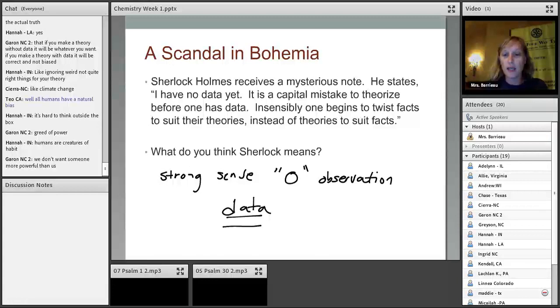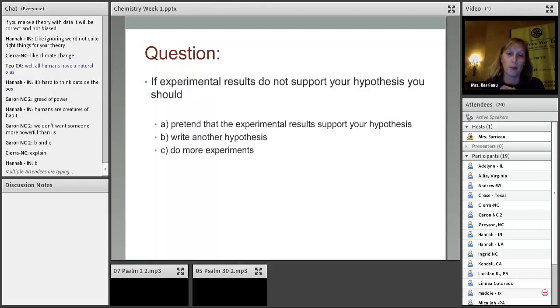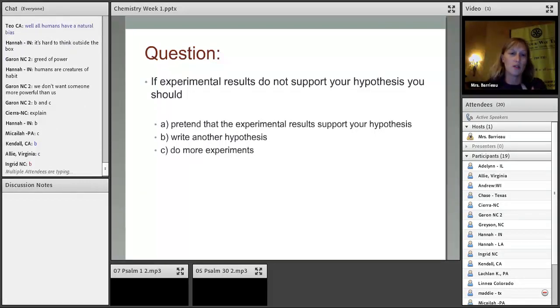And then the next stage, once you have those observations, is you write it down. And that's your data in your labs. Okay, and that's why it's important to write down your data. Okay. Question for you. If experimental results do not support your hypothesis, what should you do? Should you pretend that the experimental results support your hypothesis? Should you write another hypothesis or do more experiments?